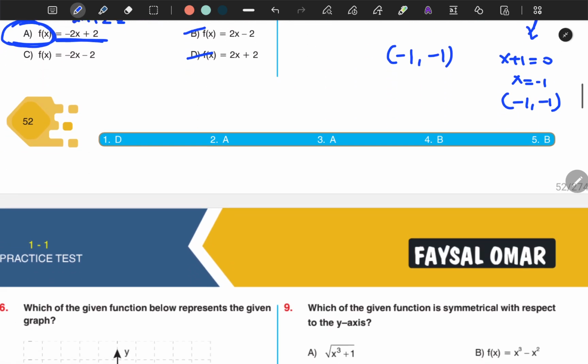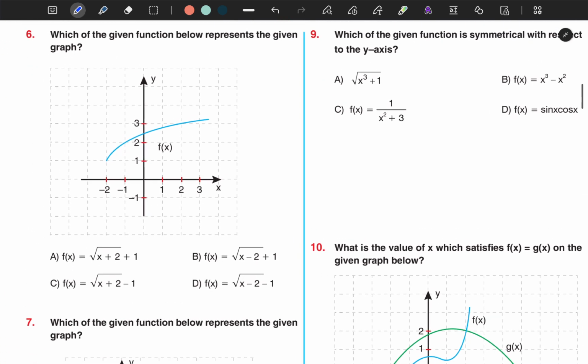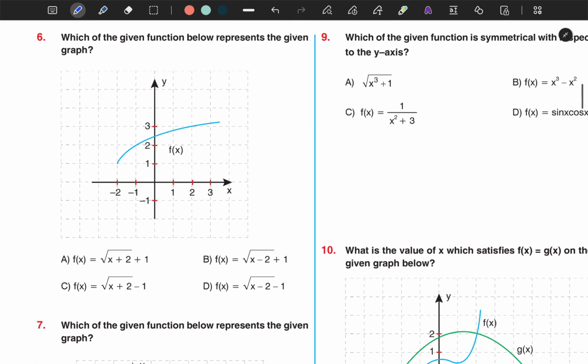Okay, next example. Let me change the color.